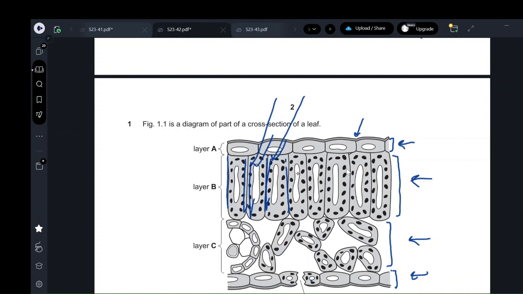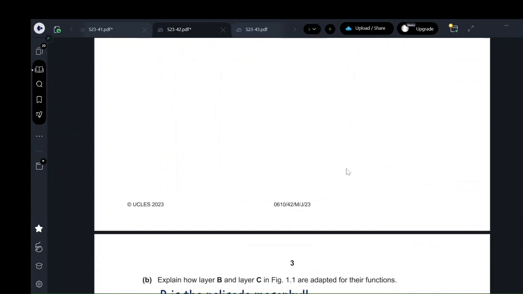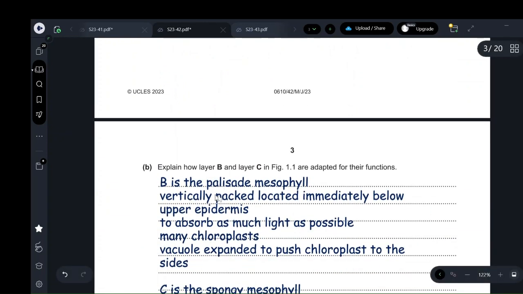I can also say that the vacuole is expanded. What is the benefit? The vacuole is expanded, so it pushes the chloroplasts to the edges to be able to carry out photosynthesis faster and absorb more light. Therefore, B is the palisade mesophyll, vertically packed immediately below the upper epidermis, absorbing as much light as possible. Many chloroplasts. The vacuole pushes the chloroplasts to the sides.